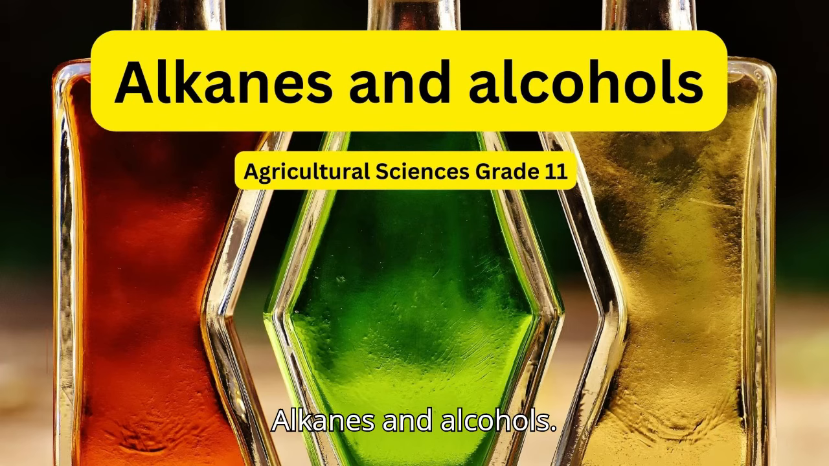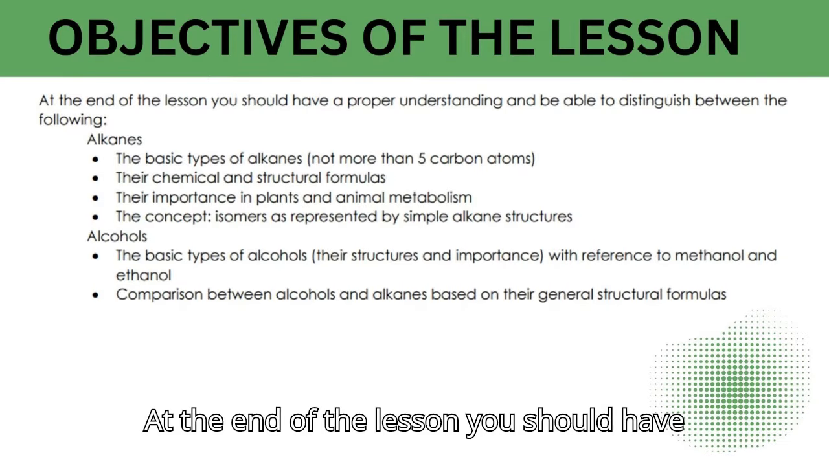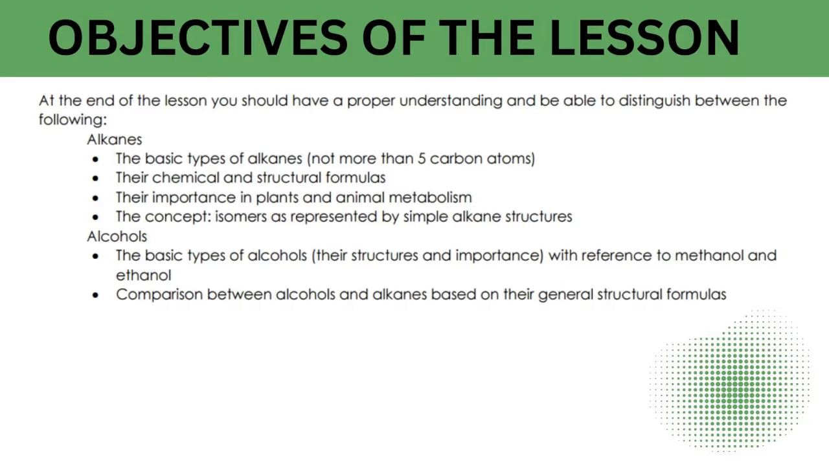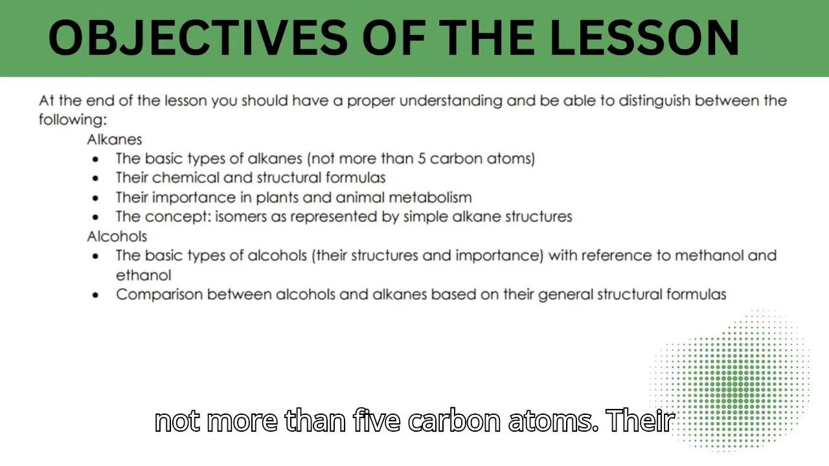Alkanes and alcohols. Aim of lesson. At the end of the lesson you should have a proper understanding and be able to distinguish between the following. Alkanes. The basic types of alkanes, not more than 5 carbon atoms. Their chemical and structural formulas.